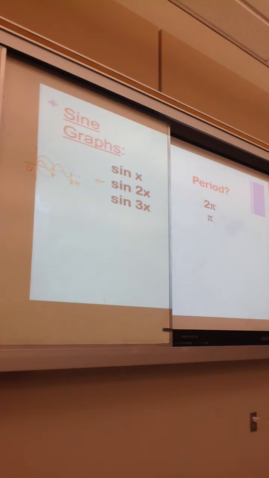Sine 3x. In my head, I'm thinking I'm going to see this many graphs from 0 to 2 pi, which means the period will then be, working backwards, what do you think? You can call them out. 2 pi over 3. So we're going to see it 3 times. The frequency from 0 to 2 pi is 3 times. Okay? 2 pi over 3.